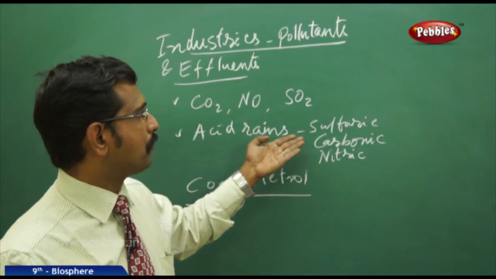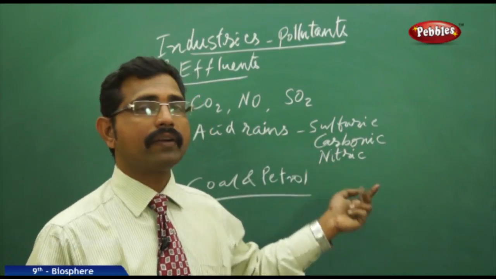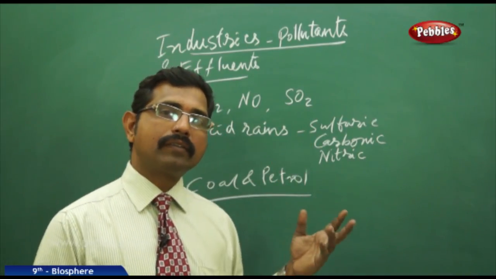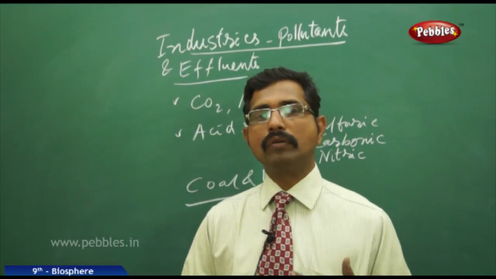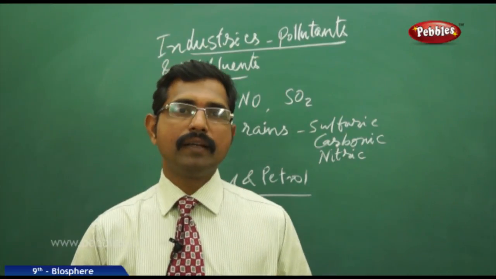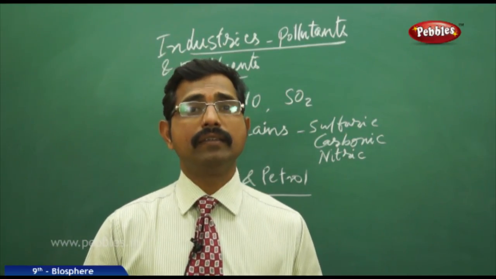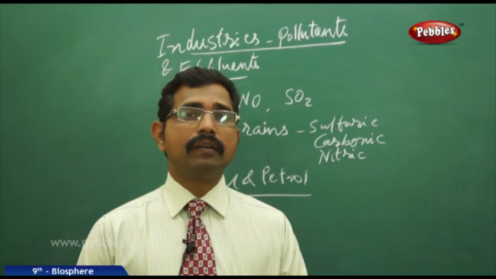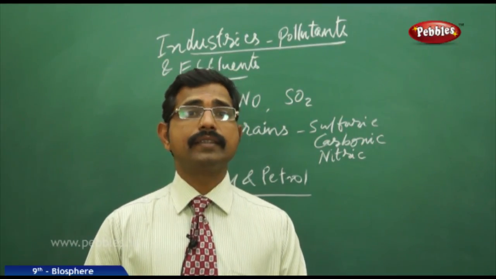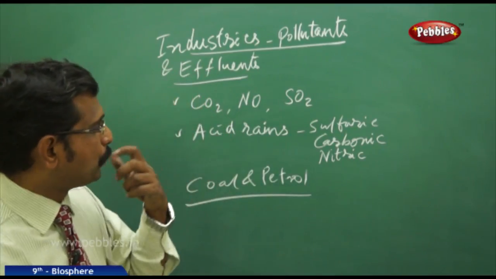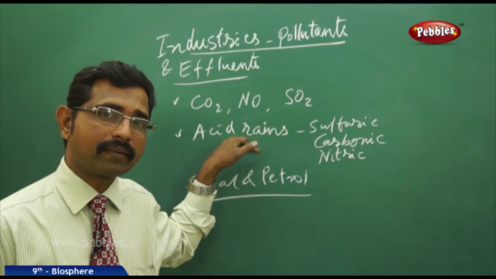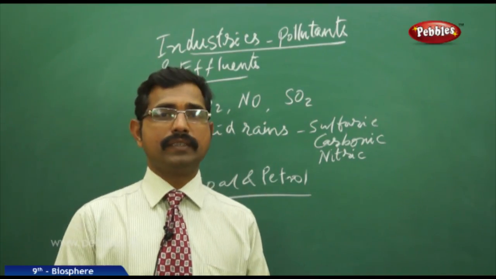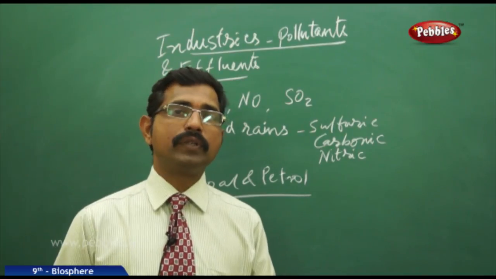And also, you get sulfuric, carbonic and nitric acids. If they go in the vaporized liquid form, and also if the rain touches this kind of harmful acids and gases, you get acid rains, which will affect human beings. You get skin diseases and all these things through these acid rains. And majorly these pollutants are making this form of acid rains. And also, by burning this coal and petroleum, we get more pollutants in the atmosphere.